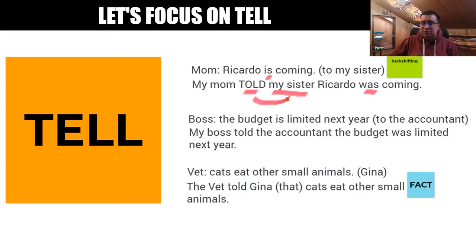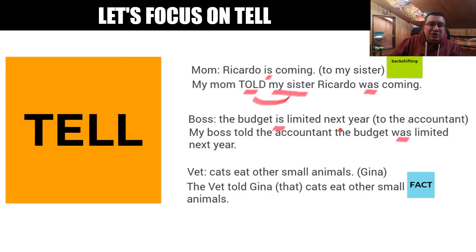For example, imagine that you have a job. Same thing, but well, the boss is talking to the accountant. Again, you're eavesdropping. Don't do that. The budget is limited next year, so you're going to be all like, ooh, you know what? The boss told the accountant the budget was limited next year, okay? Keep in mind that time expressions need to be changed sometimes, okay? In this case, no, because next year is still next year. But anyway, pay attention to time expressions when they have to be shifted.